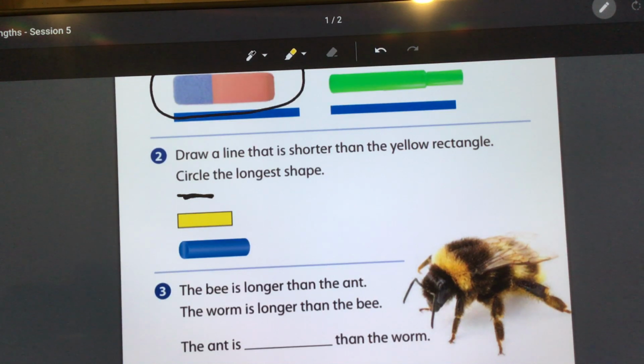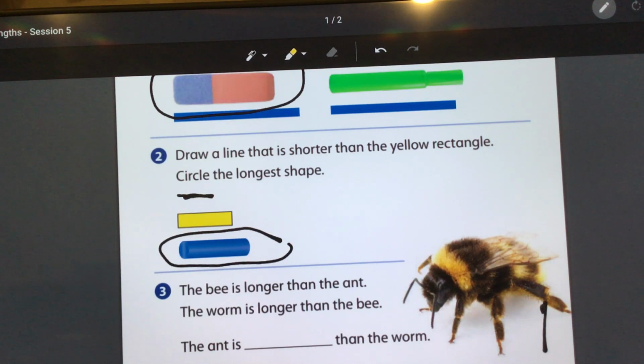And now it says to circle the longest shape. So out of these three objects, you have a line, a rectangle, and a cylinder. Which one of those is the longest? I hope you said the blue cylinder is the longest shape.